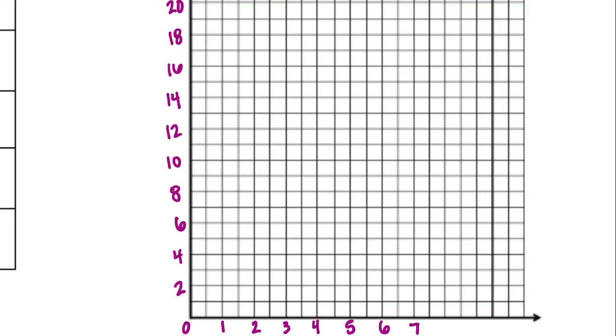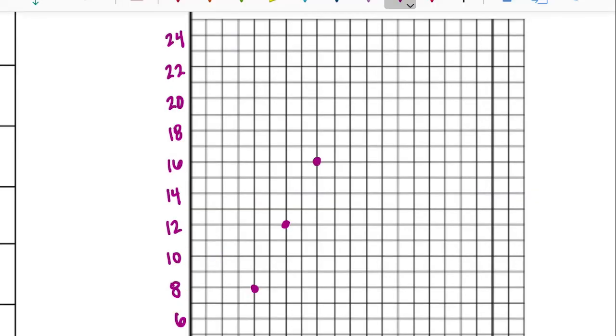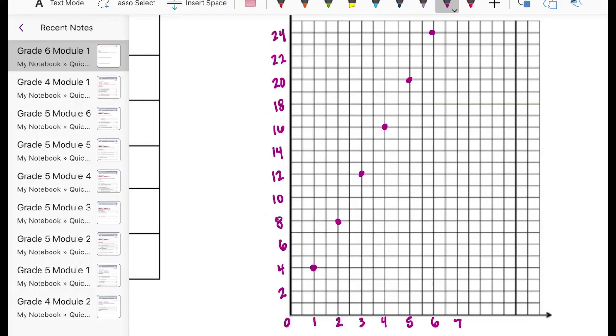Okay, so we had 1 and 4, 2 and 8, 3 and 12, 4, 16, 5, 20, 6, 24. There is our graph.